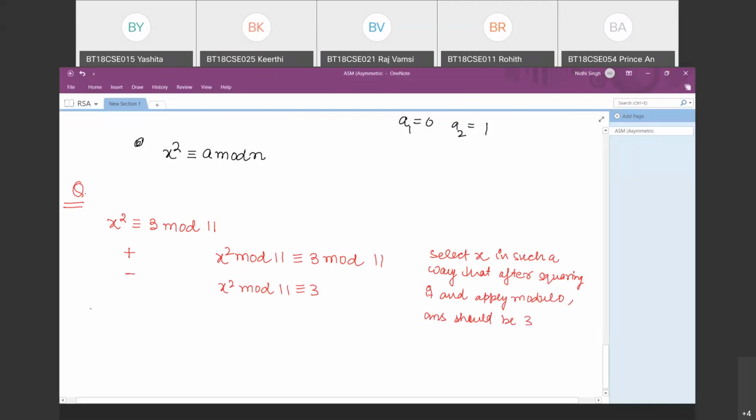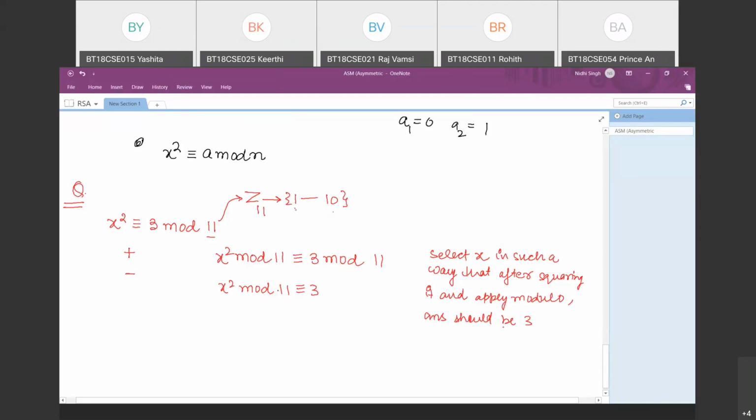Suppose, here we have 11. So what is my set of residues? That is Z of 11, right? What are my possible elements? If I am omitting the zero value, then it will be 1 to 10. So now we have to select the x value from the range 1 to 10 in such a way that after squaring that number and applying mod 11, the answer should be 3, right?